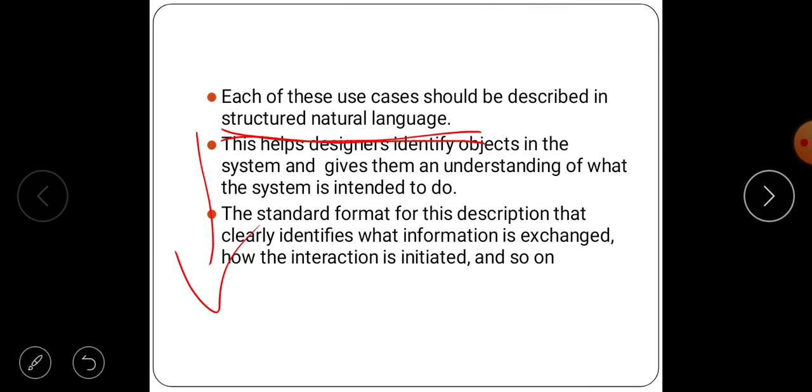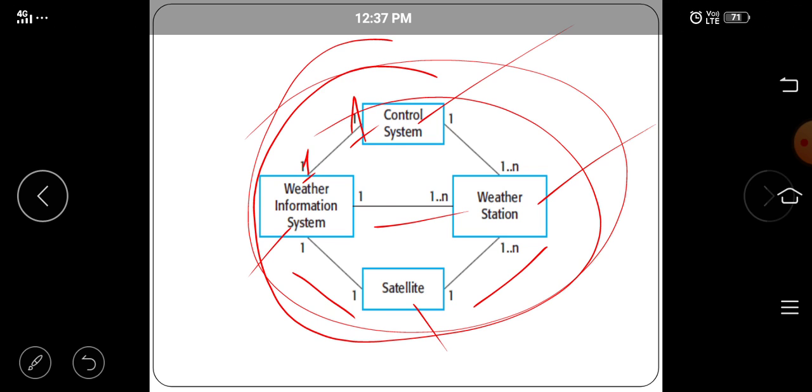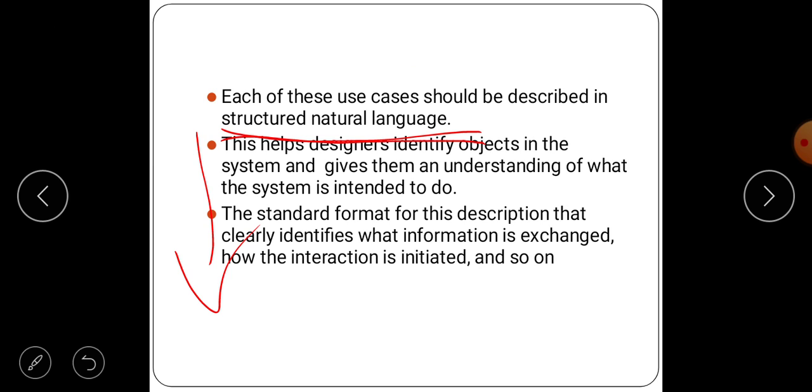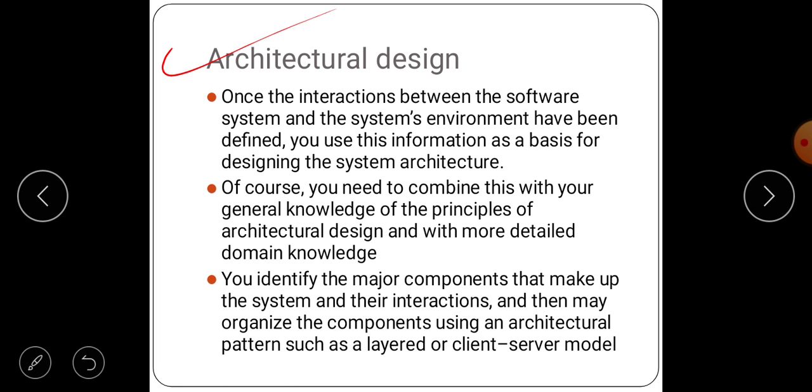Here they explain that the context model of a system may be represented using the association, which we discussed. For the interaction of a system with its environment, you should use an abstract approach by using the use case model, and each of these use cases should be described in structured natural language, which we discussed. In tomorrow's class we are going to discuss architectural design. Thank you.